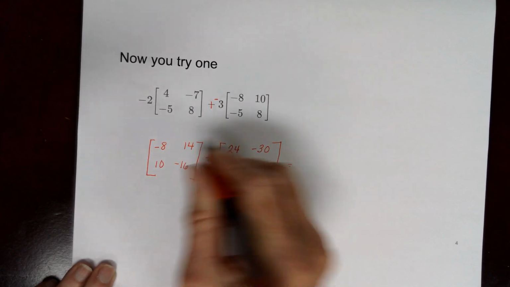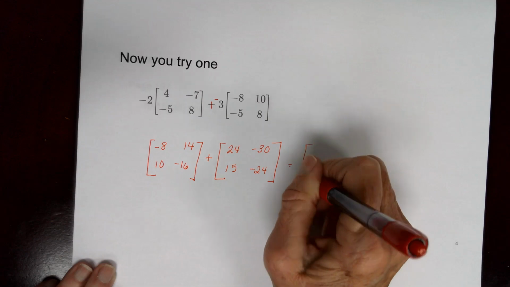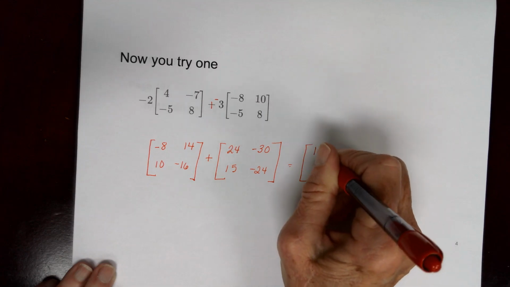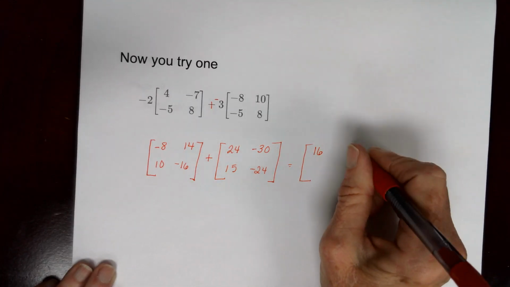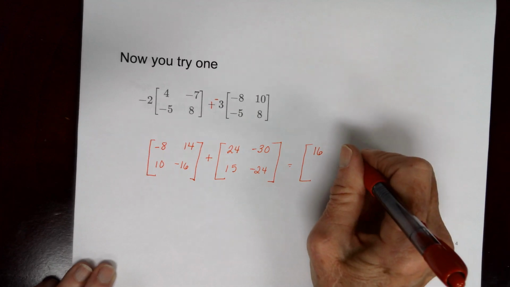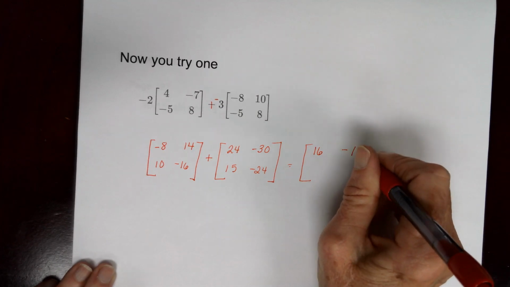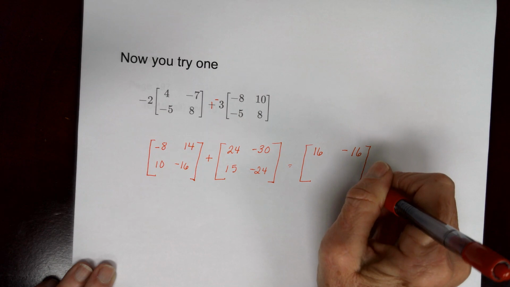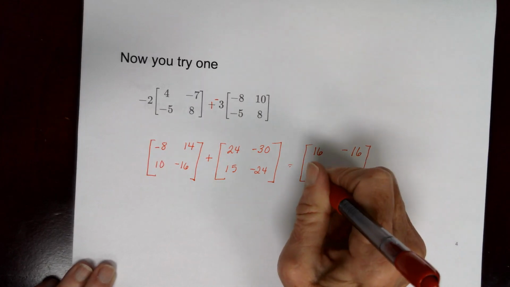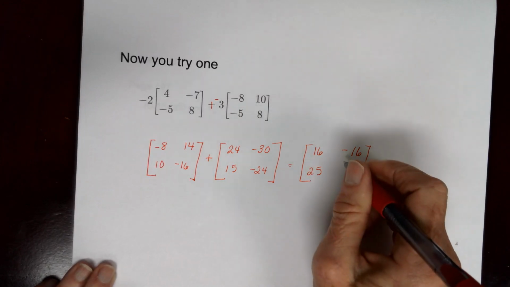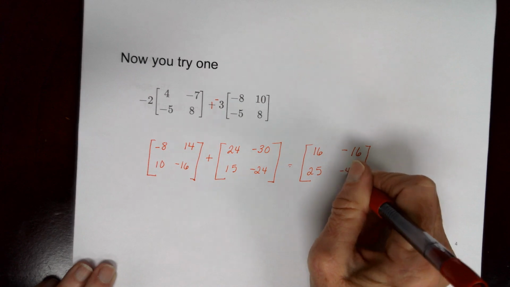And then I will just add. So that's going to give me a positive 16, and that's going to give me a negative 16, and that's going to give me a 25, and that's going to give me a negative 41.